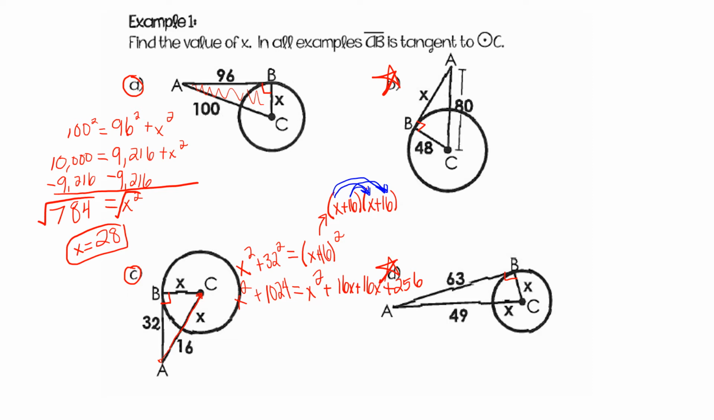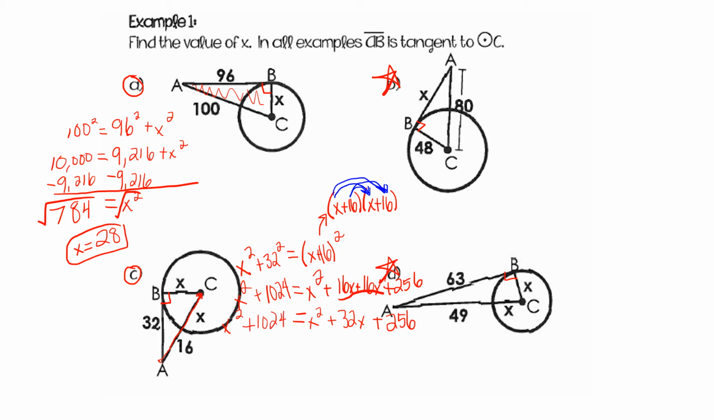And I'm sorry that I'm running out of room, but just bear with me. Okay, and we can combine these like terms. So my right-hand side becomes x squared plus 32x plus 256. And then my left-hand side stays the same. X squared plus 1,024.